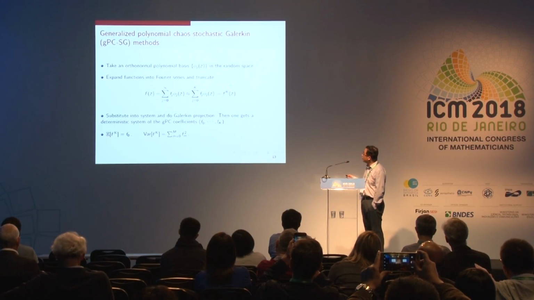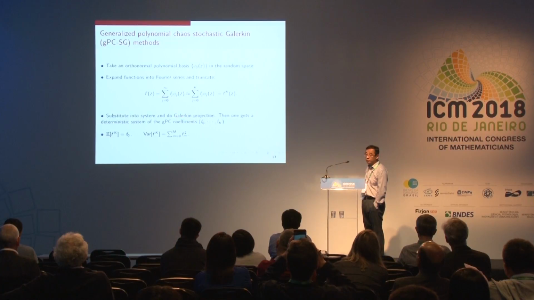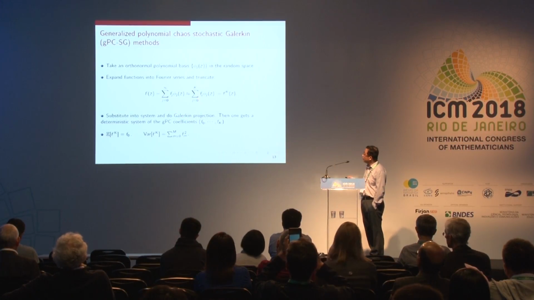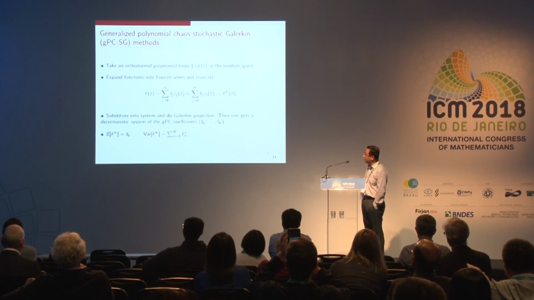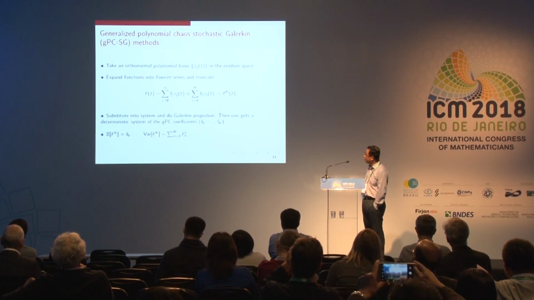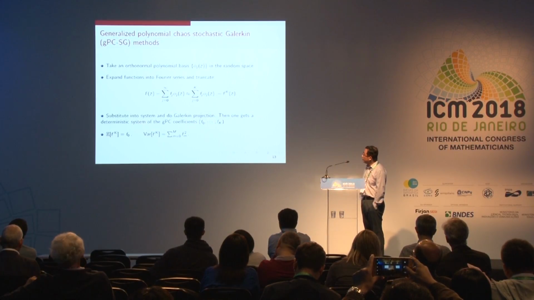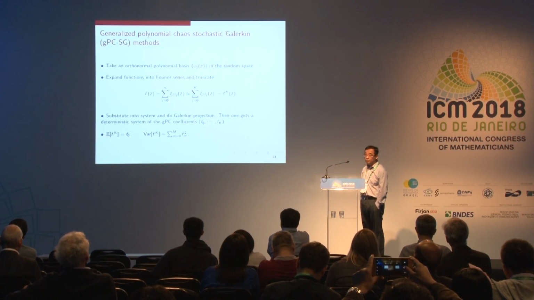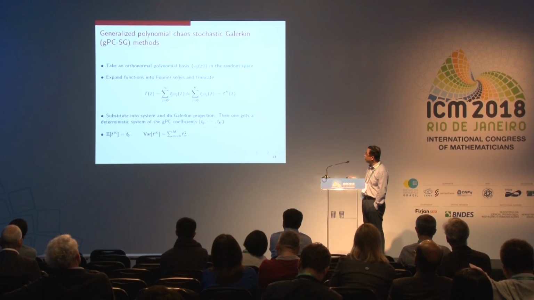Then you just plug this ansatz into your PDE and you do Galerkin projection. Then you end up with a system of equations for these coefficients. And now you get a new system of PDEs, which is actually deterministic. All right? So you solve the deterministic equation for these coefficients. And once you have these coefficients, that gives you all the statistical moments. For example, the expected value of this is nothing but the first coefficient. That gives you the expected value.